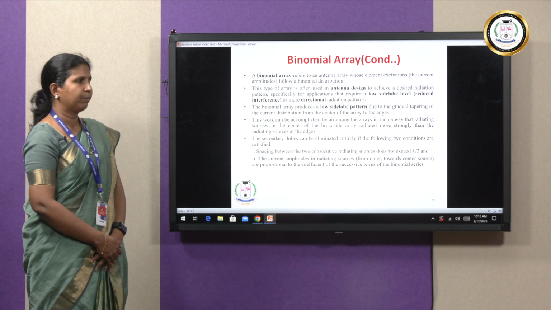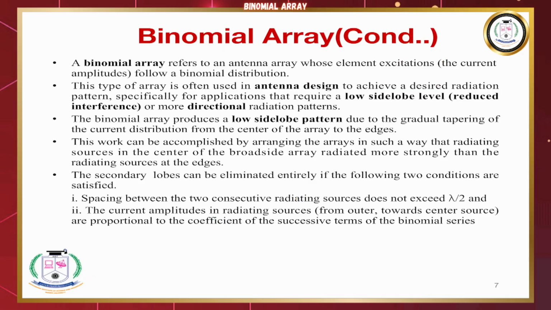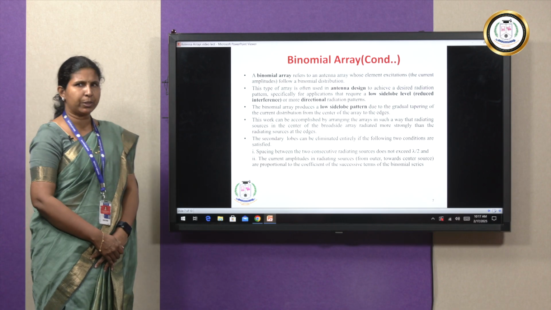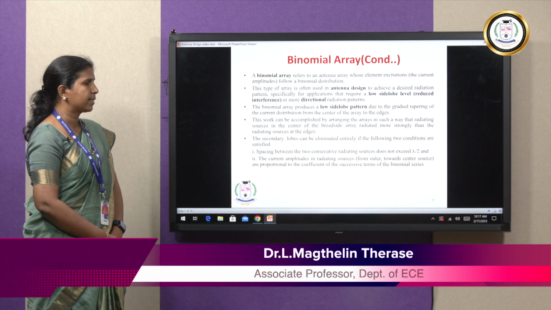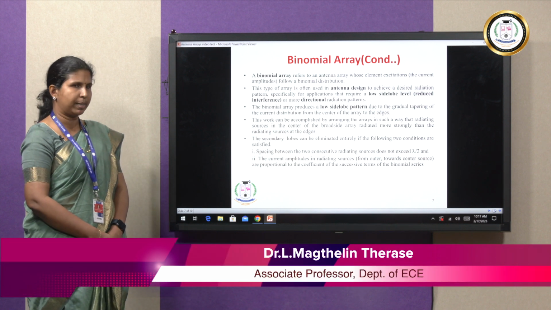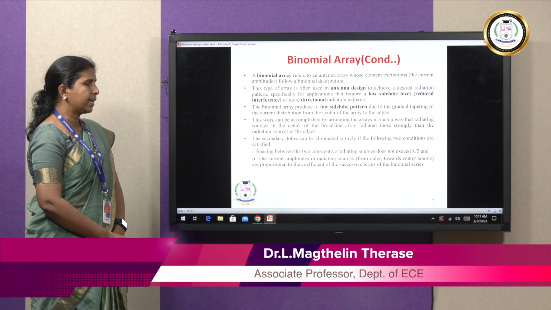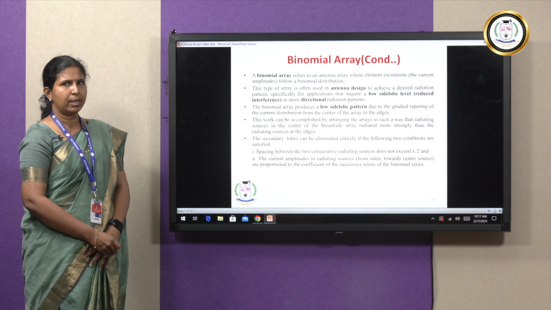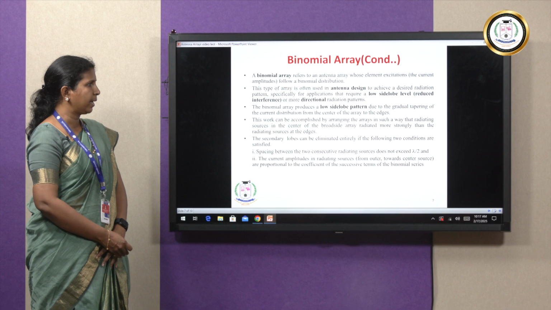Using the binomial array arrangement, we can eliminate the secondary lobe if the following two conditions are satisfied. The first condition is that the spacing between two consecutive radiating sources should not exceed lambda by 2. The second is that the current amplitudes in the radiating sources are proportional to the coefficients of the successive terms of the binomial series. That is, the center source will have higher amplitude compared to the sources towards the edges.